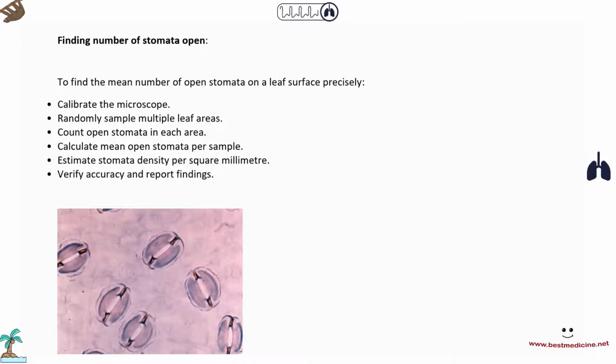To find the mean number of open stomata on a leaf, precisely what you do is you calibrate the microscope, you randomly sample multiple leaf areas, usually from the underside of the leaf, and count the open stomata in each sample area. And then once you have a couple of data, like you get 10, and then you get 11, and you get 12, and then you get 10 again, and so on, then what you do is you calculate a mean, okay? You calculate a mean using all of them.